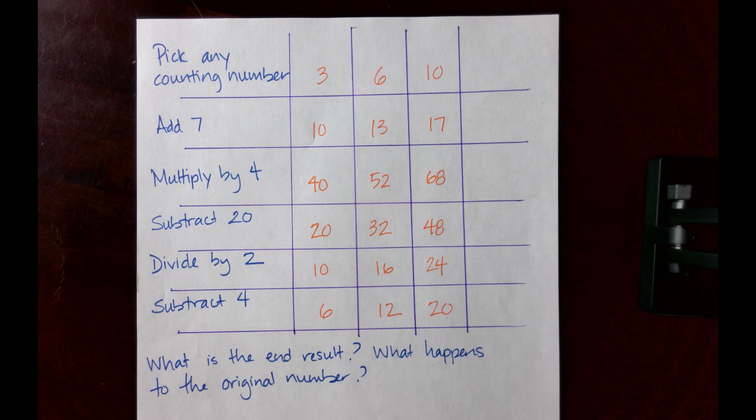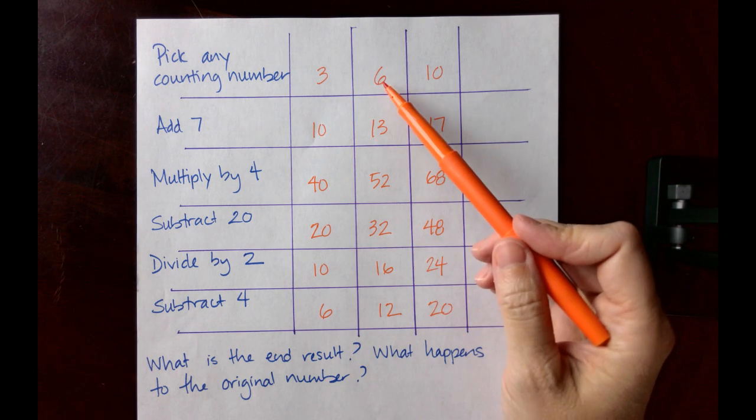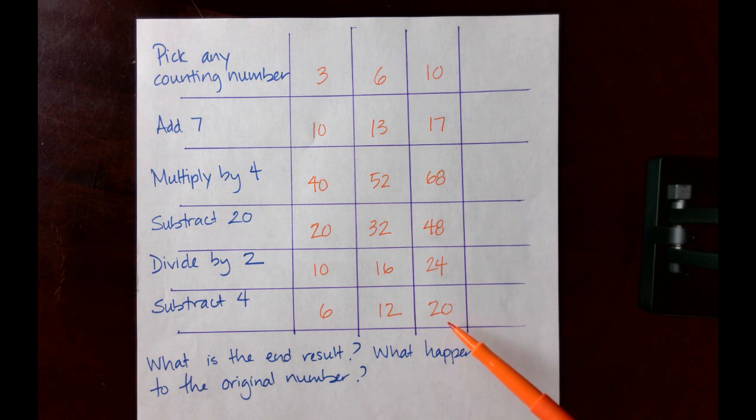Here are my results. When I started with 3, I ended up at 6. When I started with 6, I ended up at 12. And when I started with 10, I ended up with 20. And so I think, based on the examples that I did, that I take my original counting number and I double it to get my ending number. So what happens to the original number? It doubles. So that is our guess based on inductive reasoning.